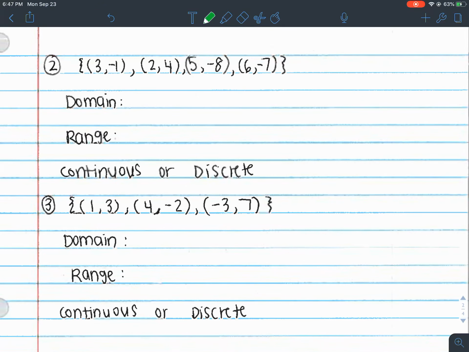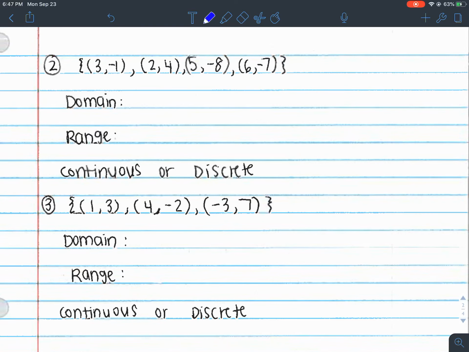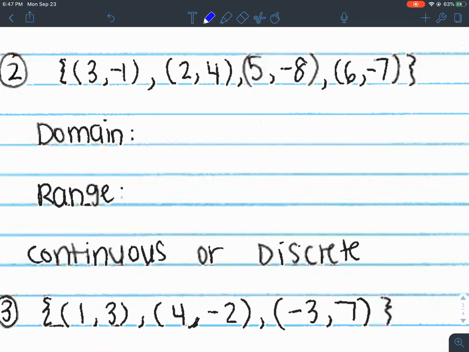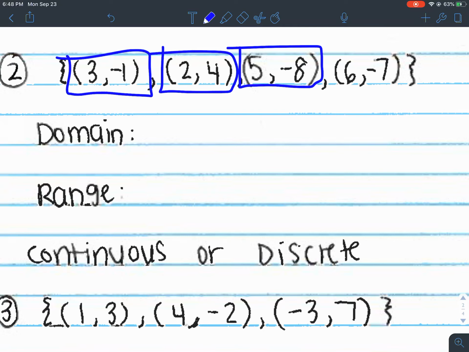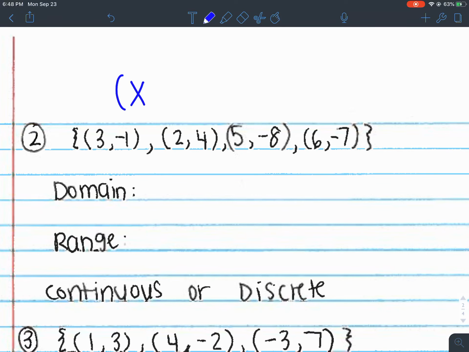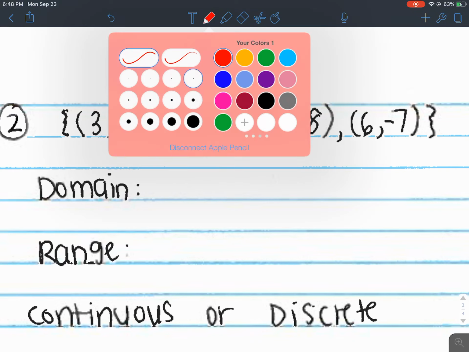Number 2. So number 2 and 3 are very similar, just because I wanted you guys to get some more practice with this. Now, we haven't seen a representation like this before, but these are just ordered pairs. So if I look, this first one is an ordered pair, and this is an ordered pair. We also know them as coordinate pairs or x comma y, but these are all ordered pairs. So just to remind you, ordered pairs have the form x comma y, so your x variable goes first and your y variable goes next.